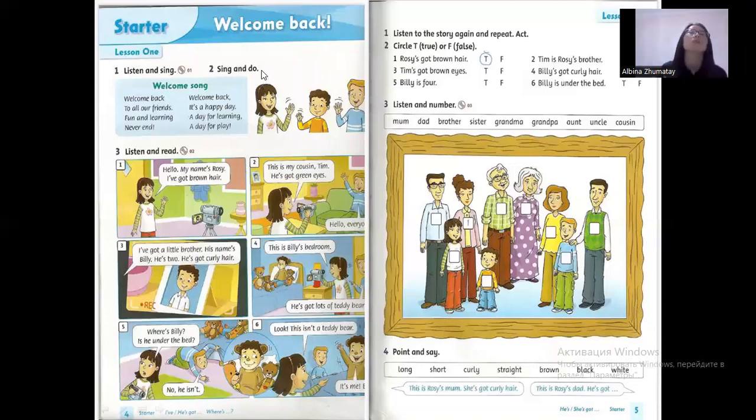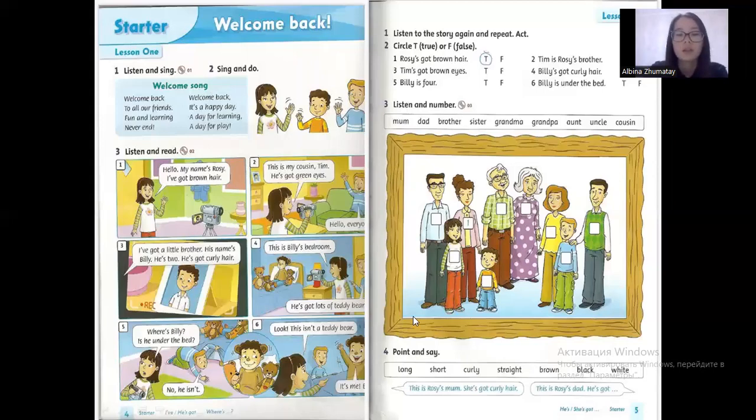Of course, you can just include these tasks in your lesson plan, but it's up to you to create effective tasks. For example, for this task, you can use the TPR method, which is connected with physical actions. For example, sing and do: you can sing with the children and do some actions with them. And listening and read. Here is listening, and of course exercise 3 is also listening.